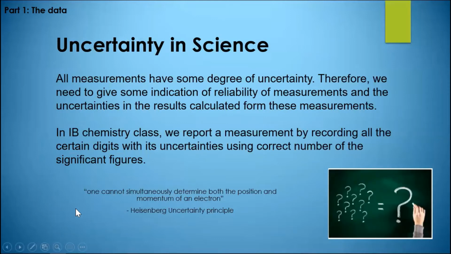Uncertainty in science. All measurements have some degree of uncertainty, and if you study physics or biochemistry, you always have to consider the uncertainty of your measurements, okay? So in IB chemistry class, we report a measurement by recording all the certain digits with its uncertainties using the correct number of significant figures.